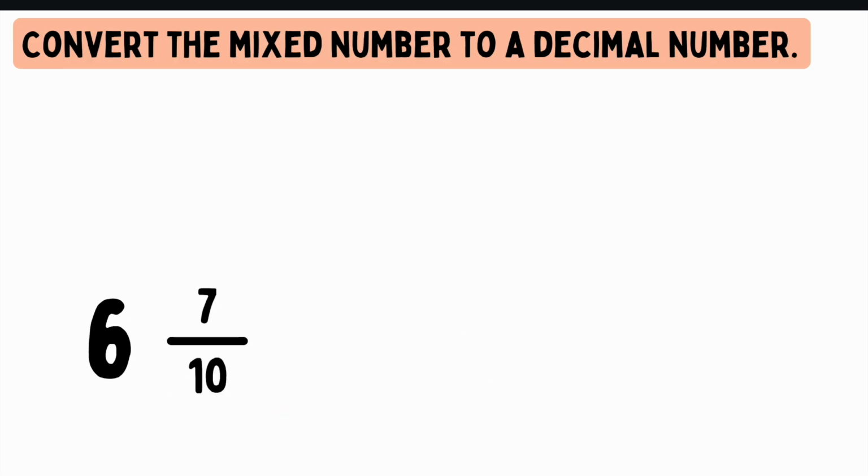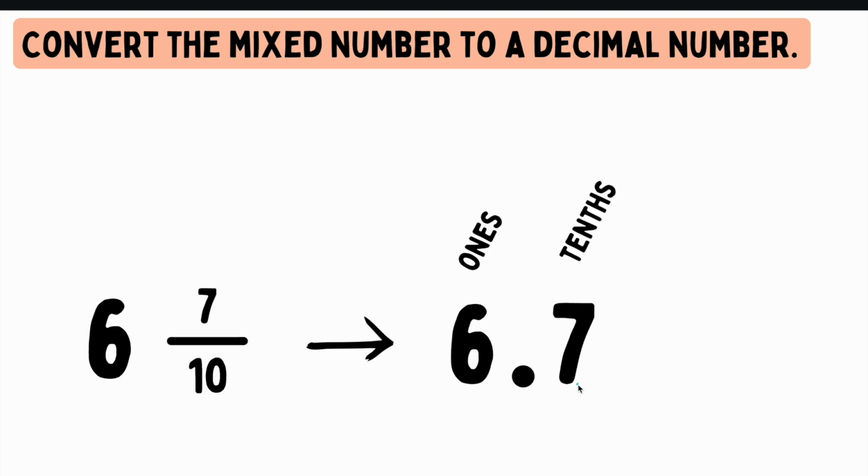We have 6 and 7 tenths. Let's convert this mixed number into a decimal number. We have 6 wholes or 6 ones. Now we need the decimal point. This shows tenths, and it says we have 7 tenths. So in the tenths place, we have the digit 7. 6 and 7 tenths as a decimal is 6.7.